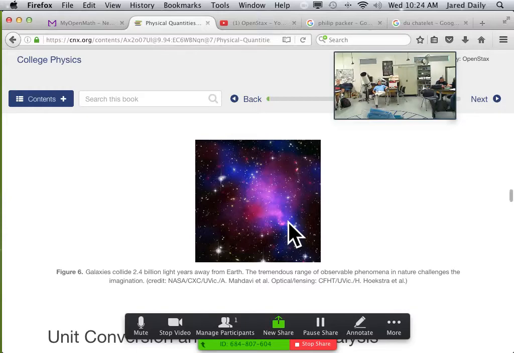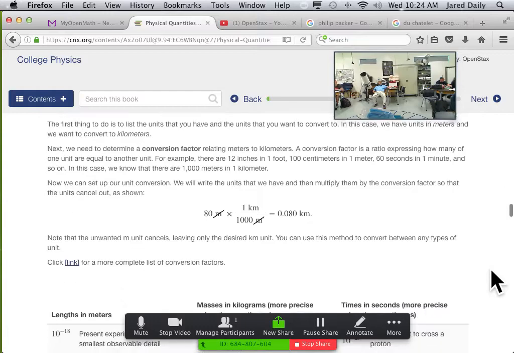Here we're looking at galaxies, and this is a collision of 2 galaxies. And what's the size of this? Well, 2.4 billion light years away from Earth. Well, a light year is the distance that light travels in a year. And considering that light travels 300 million meters per second, and there are many millions of seconds in a year, it gives you an idea of how big this distance is. So it becomes quite large.